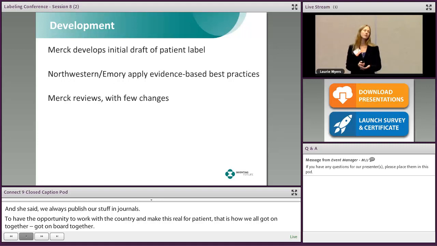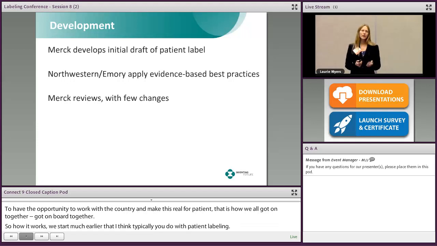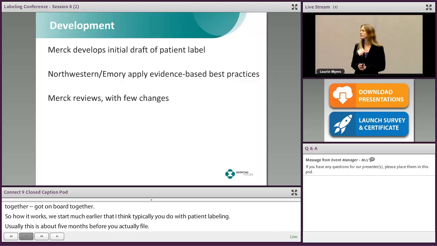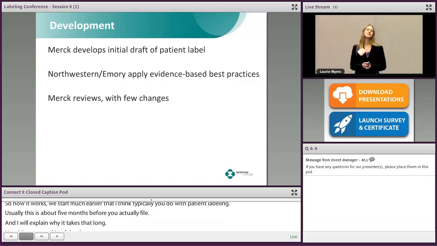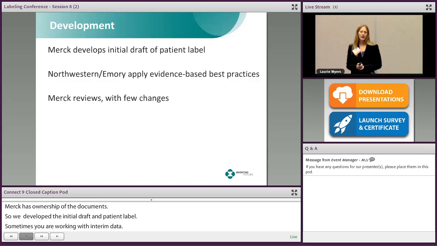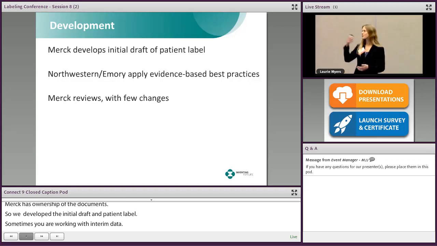So how it works. So first of all, we start much earlier than I think typically you do with patient labeling, right? Usually this is about 5 months before you actually file. And I'm going to explain to you why it kind of takes that long. But Merck has ownership of the document. So we develop the initial draft of the patient label. Sometimes you're actually still working with interim data. But we all know that there's a lot of information that we already do have to help to formulate that, right? And as we go along, we can tweak it.